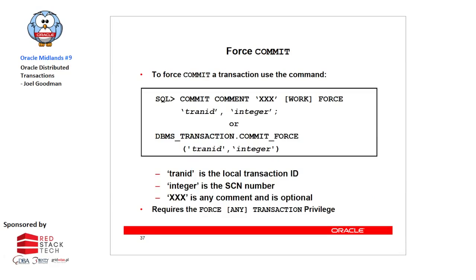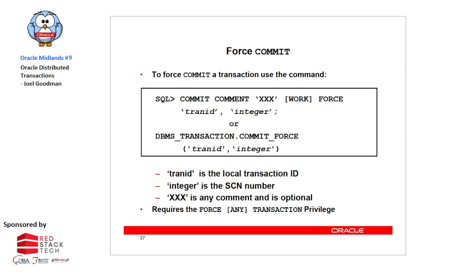Force commit would look like this. Commit, and optionally with a comment, because the comment is visible also in DBA2PC pending. There's a comment column. And then there's an optional word work. You don't have to use it. It's just syntax. There's the force option and the tran ID. Or you can use DBMS transaction if you want to do it. Tran ID is the local tran ID. Integer is the SCN.